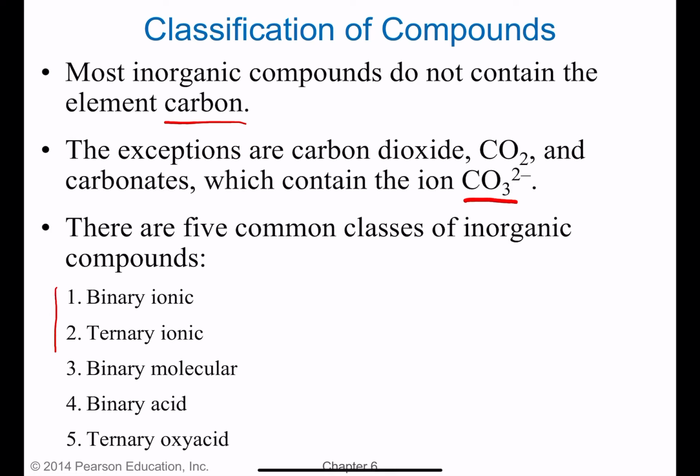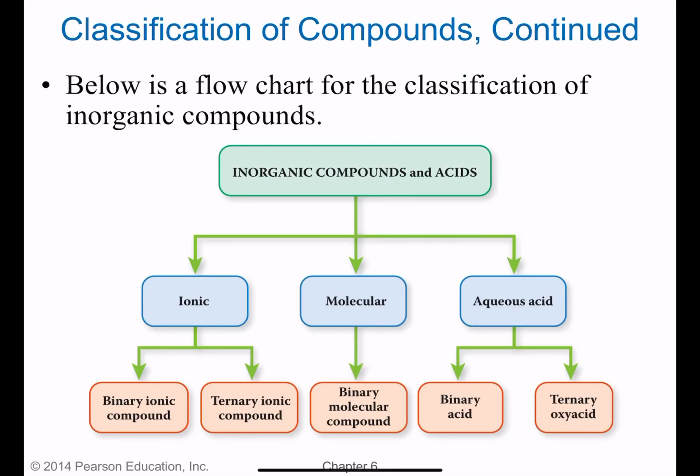Now there are 5 classes of compounds that we're going to go over. First we're going to explain what makes each one: binary ionic, ternary ionic, binary molecular, binary acid, and ternary oxyacid. We're going to explain each one of these, and then go through the rules for each one and do examples.